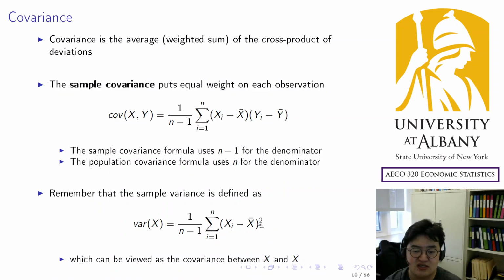Now compare this. This is the variance formula, sample version. And if y equals x, that is, if y is another variable the same as x, then this will be x deviation times x deviation, which is a square. Then it comes down to the variance. So variance can be understood as the covariance between x and x itself. In that sense, it is a generalization of one variable analysis. So we are generalizing the one variable analysis to a pair of variables. Okay, so we define covariance here.